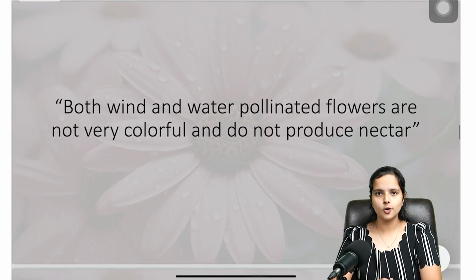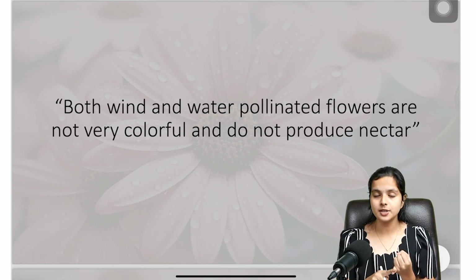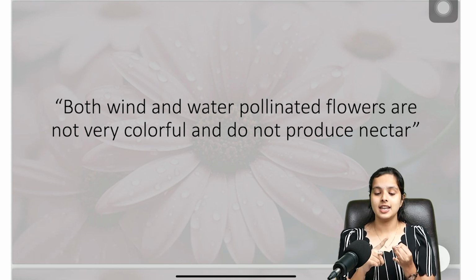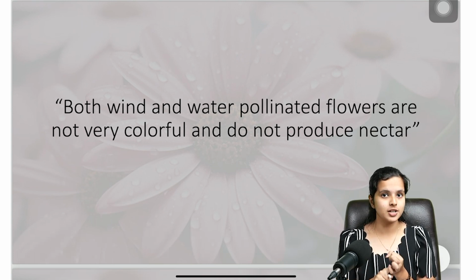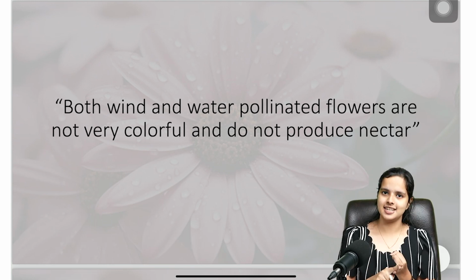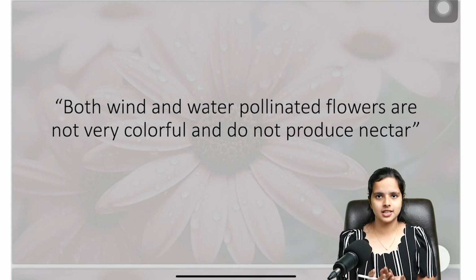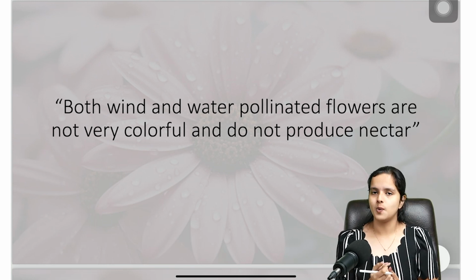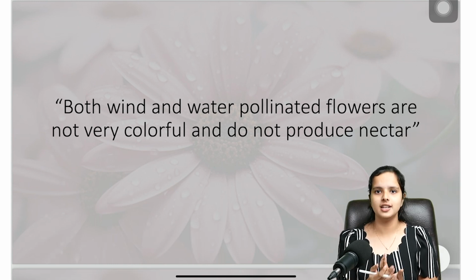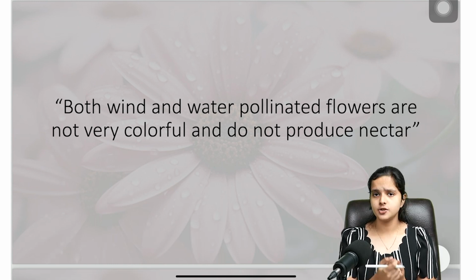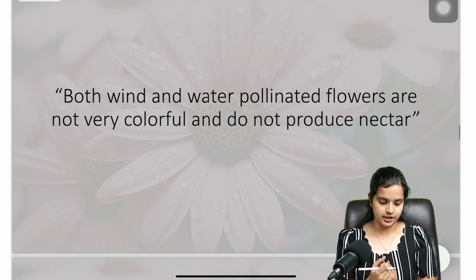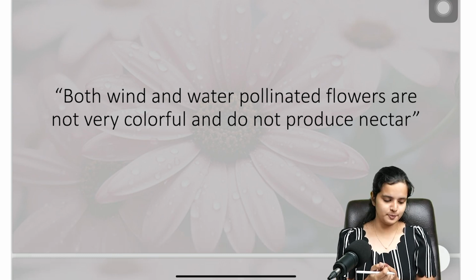Okay, so I've already explained water pollination and wind pollination. And in water pollination, we have learned about water pollination in Vallisneria and in seagrass. So that's all about abiotic agents of pollination.